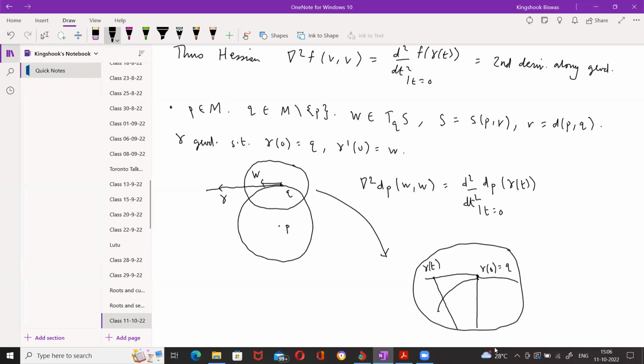Okay. Now, what is the second derivative? Well, see, this geodesic is tangent to the sphere, which is a level set of the distance function, right? So that means up to first order, the change in the distance function is 0 along this geodesic, because it's tangent to the sphere, right? So what will the second derivative be? It will be basically this little distance here, between the geodesic and the sphere.